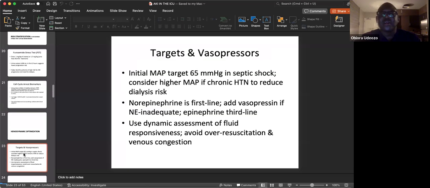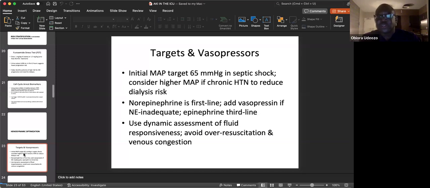As I mentioned, always try and avoid hypotension. In septic shock, we all know how to treat septic shock. You get your MAP at least above 65. If they have underlying chronic hypertension, you might have to use a higher MAP target. If you can, put in an arterial line, as this will be more accurate.